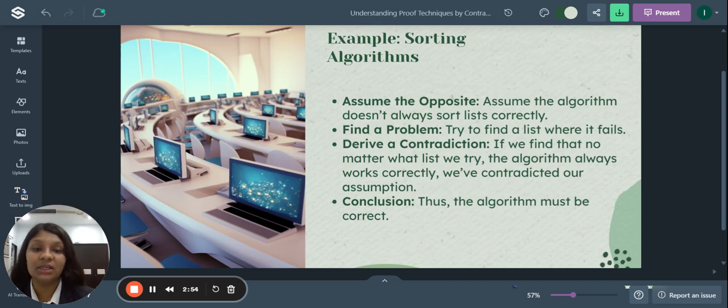Example, sorting algorithm. Let's take an example. There are four steps to this. First, assume the opposite. Assume the algorithm does not always sort a list correctly. Second, find a problem. Try to find a list where it fails. Third, derive a contradiction. If we find that no matter what list we try, the algorithm always works correctly, we have contradicted our assumption. And let's come to the conclusion. Thus, the algorithm must be correct.